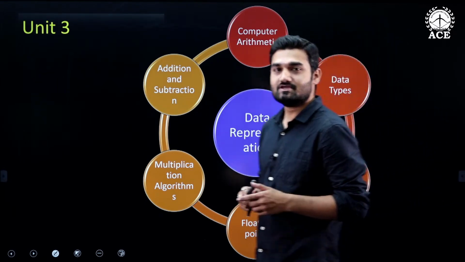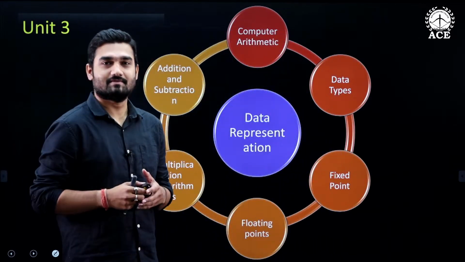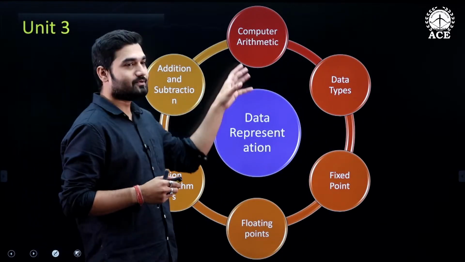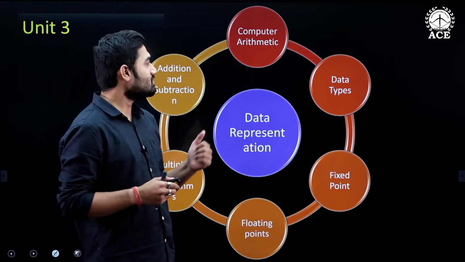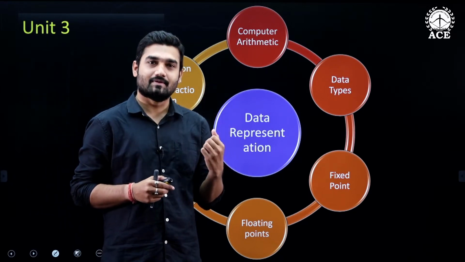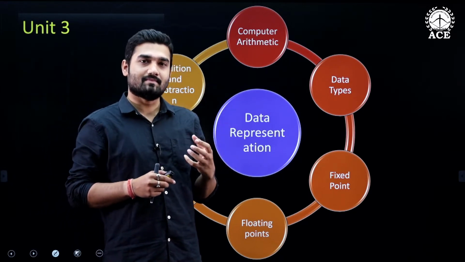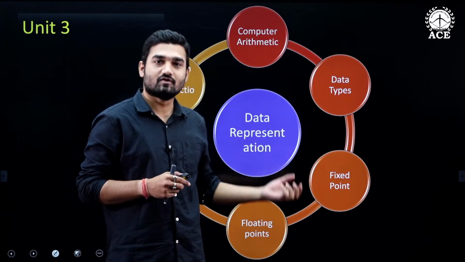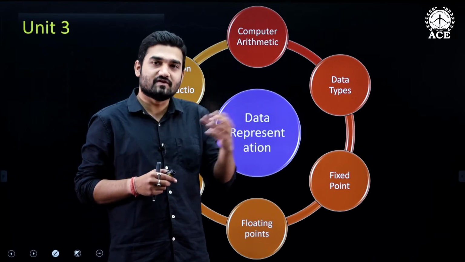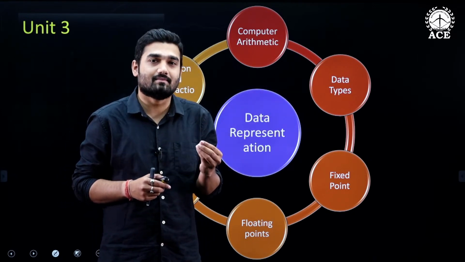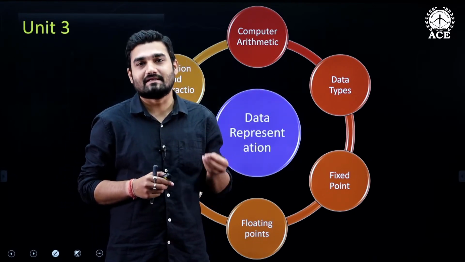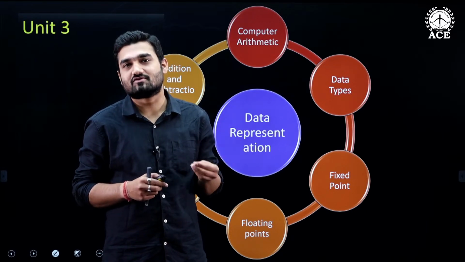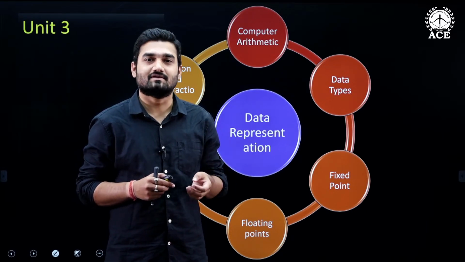In data representation, what are all those things? We'll start from computer arithmetic. We'll look at the different data types. Then we'll see the fixed point numbers, then floating point numbers. The moment I say fixed point number, I'm talking about your unsigned numbers. In the signed format, I'm talking about 1's complement, 2's complement, all those things.